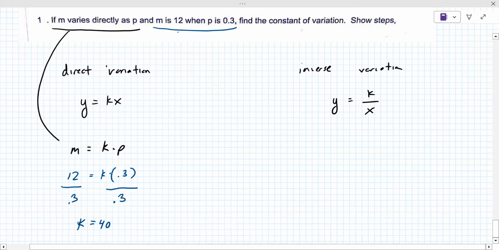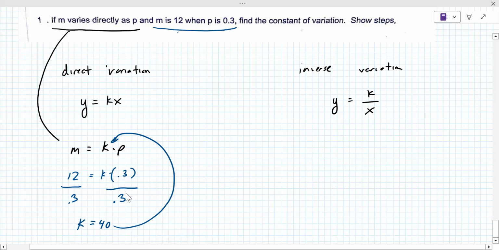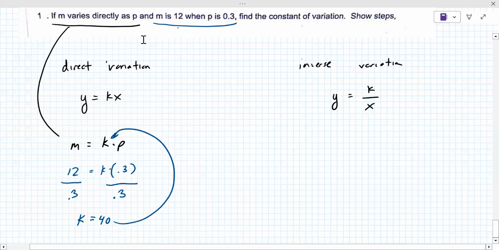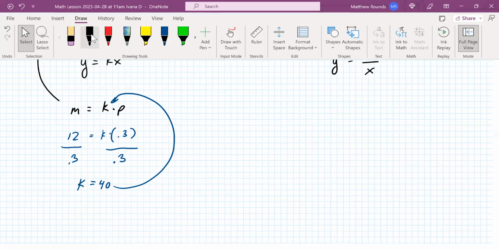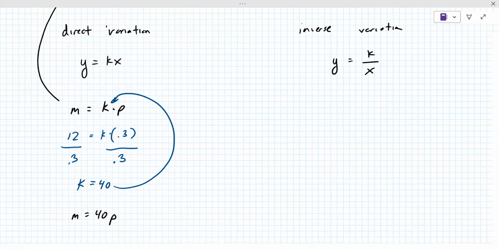Now you're almost there. Step 1, write the equation. Step 2, use the values to solve for k. And then you use that value back in the original equation to rewrite the equation. It does say to just find the constant of variation, so you are done. But typically, and we'll see this in other problems, you rewrite the equation and then you use it for some other purpose. All right, that's number 1. Number 2.